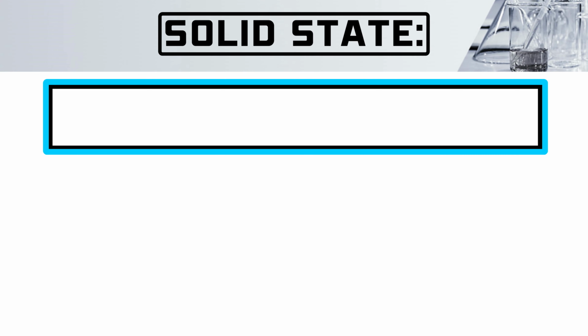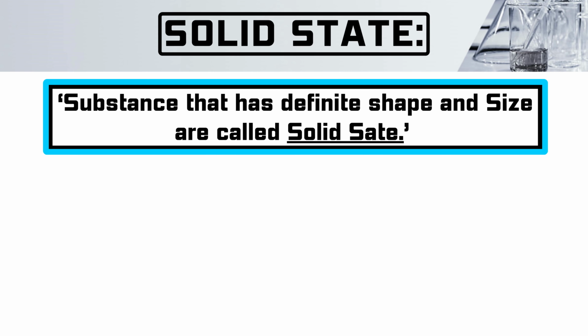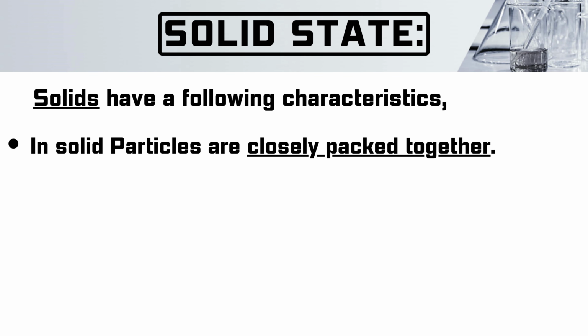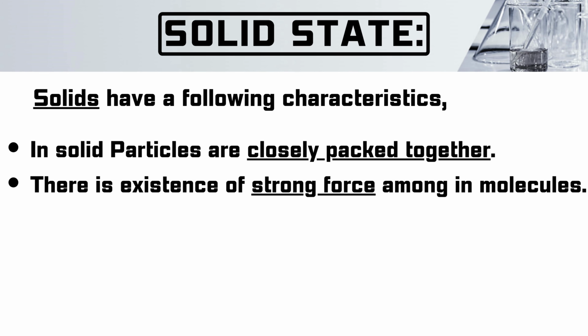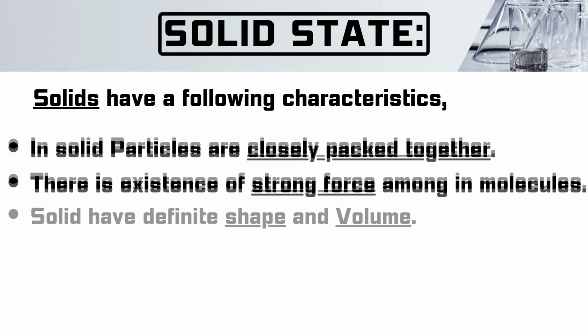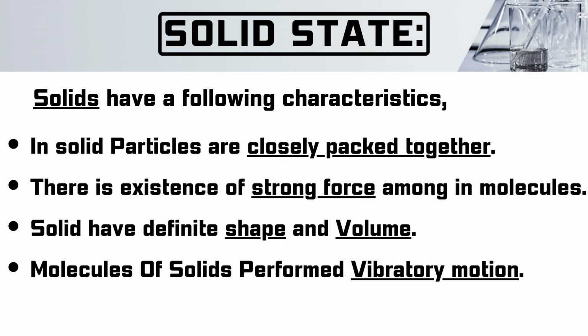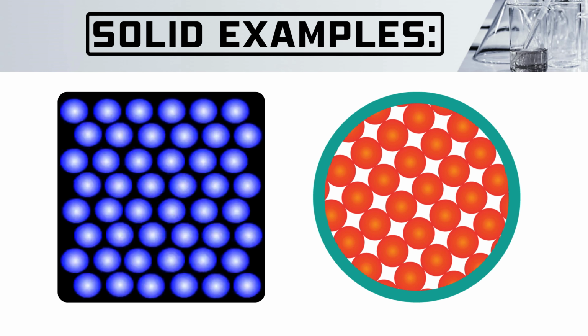Solid state. A substance that has definite shape and size is called a solid. Solids have the following characteristics. Solid particles are closely packed together. There is the existence of strong force among the molecules. Solids have definite shape and volume. Molecules of solids perform vibratory motion. In this example of a solid, you can see the arrangement of the molecules, which are very tightly close together.